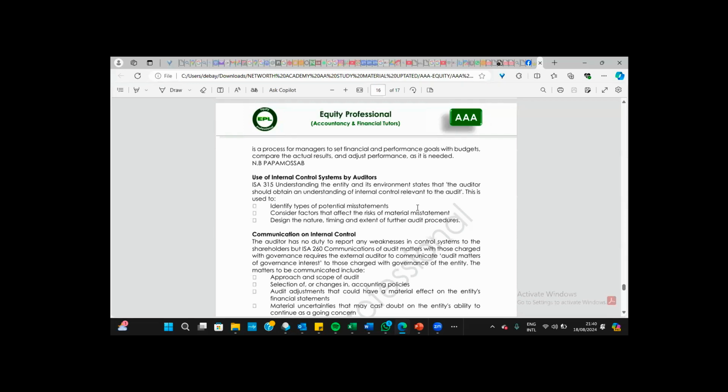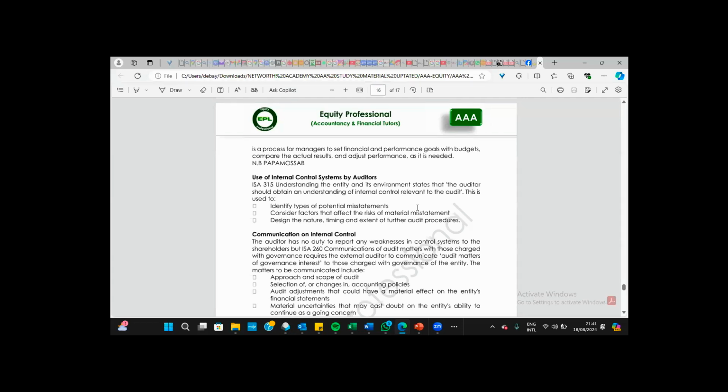Like, let me go and see the assets. So what that means is that he's adding up to his audit procedure. He's supposed to look at the document and check whether the document is correct, is complete. But from what he has evaluated, he saw that the document is not correct. That's why he's going further to check the physical verification. So the effect of the internal control system helps the auditors to identify types of potential misstatements, looks at factors that affect the risk of material misstatement, and the nature, timing, and extent of further audit procedures.